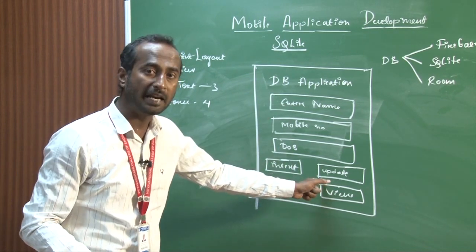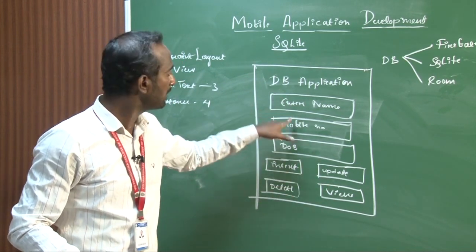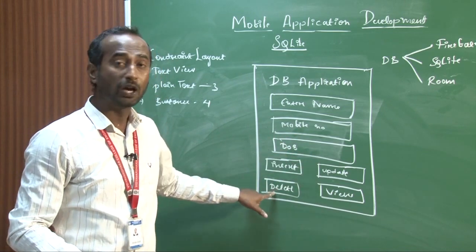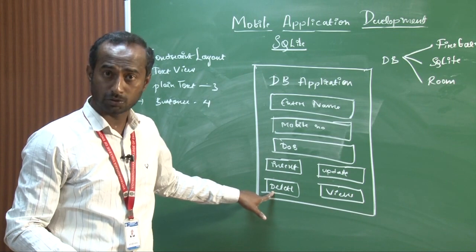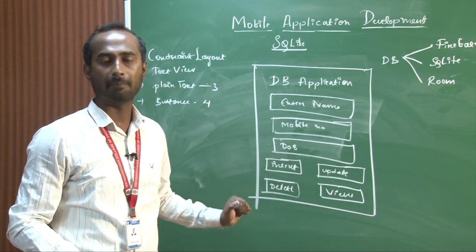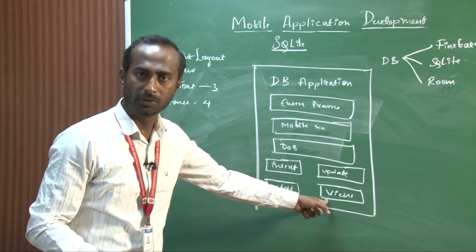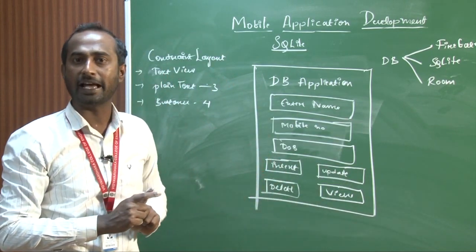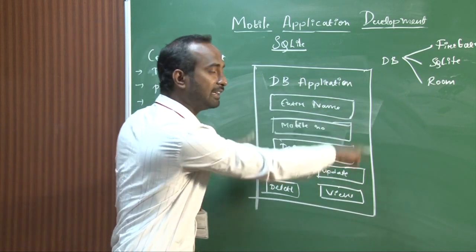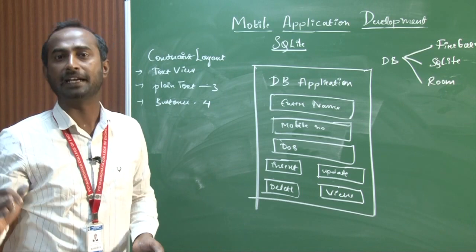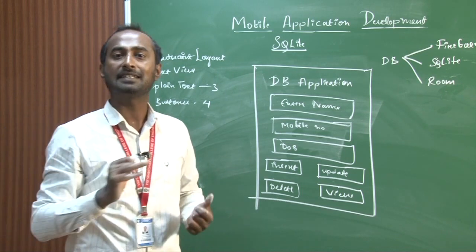If you want to update any information, enter the name and update either the mobile number or date of birth. If you want to delete any particular student information, just enter the name and delete, and the deletion will happen. If you want to view, click on this button. We will develop an alert dialog builder, so that it will display the user details which are there in the database. So let's start the development.